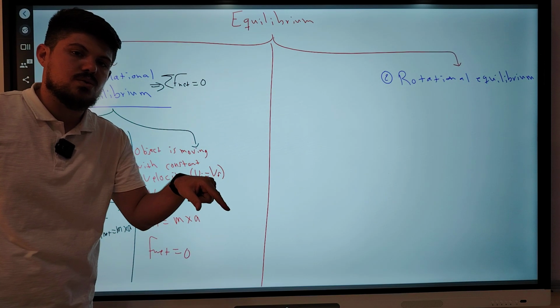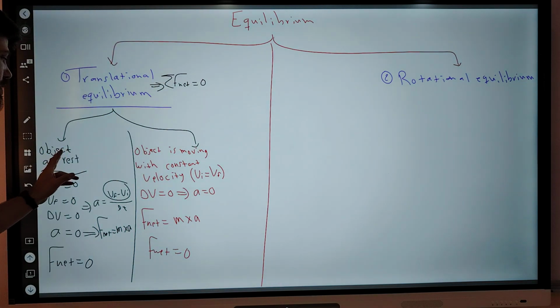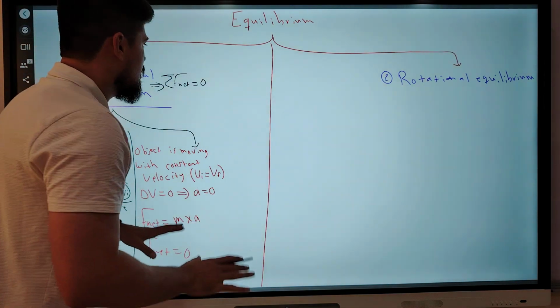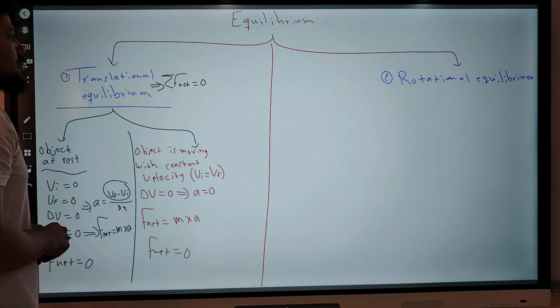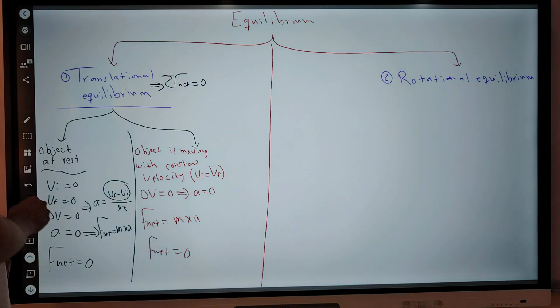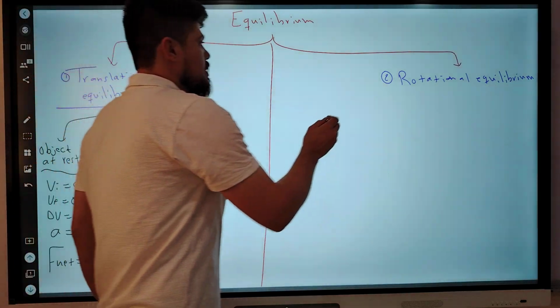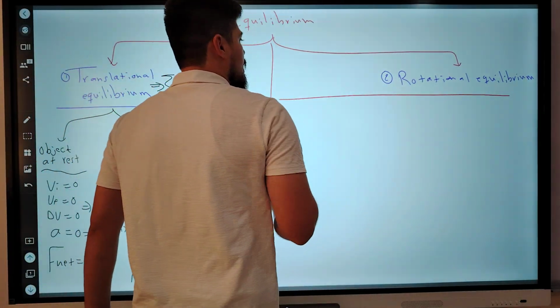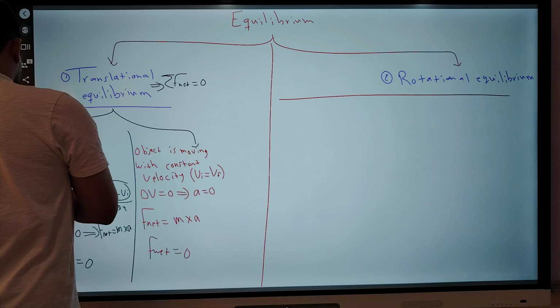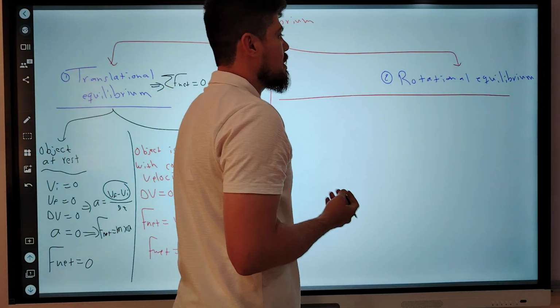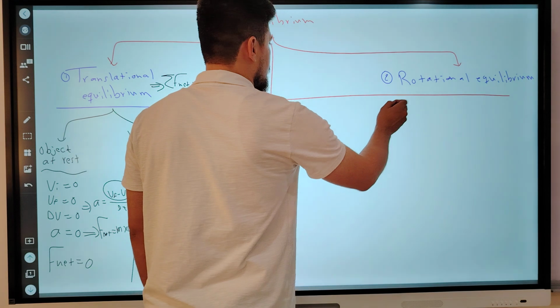When is the net force equal to 0 for an object? If the object is at rest or if the object is moving with constant velocity. Okay, this is all about translational equilibrium. For rotational equilibrium, the object has rotational equilibrium in two cases.